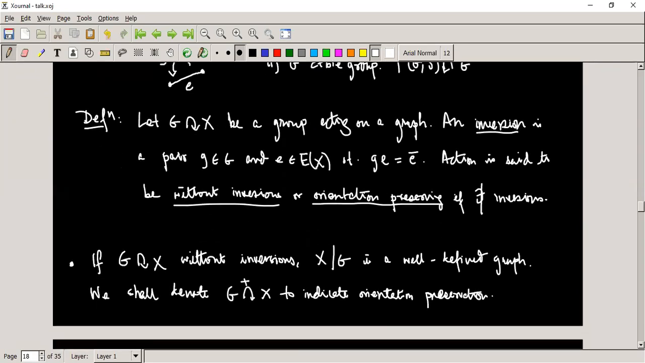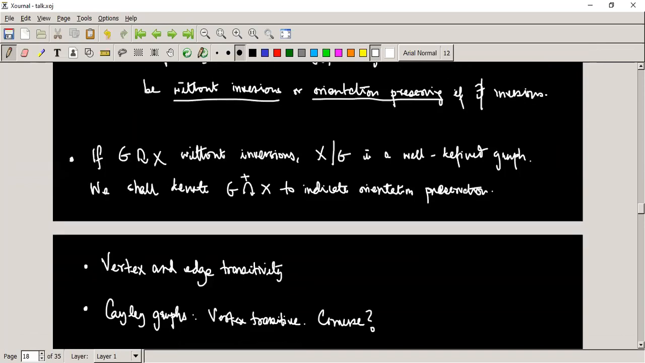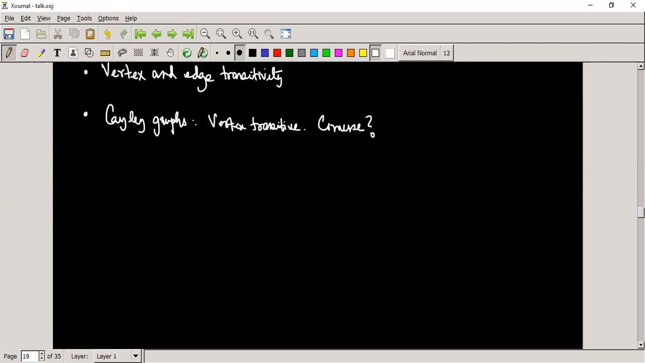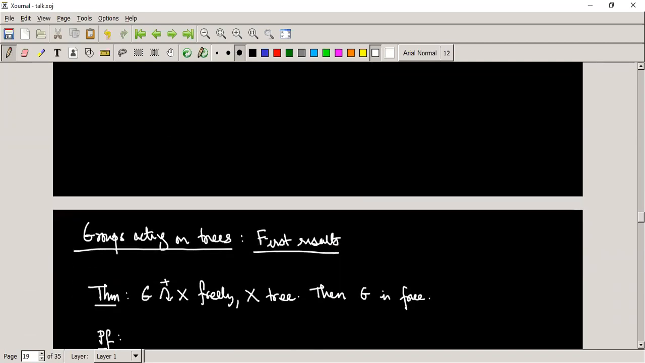And also, as I've mentioned, if G acts on X without inversions, then X by G is a well-defined graph, right? If G acts with inversions on an edge, then how do you define the quotient? You cannot define the quotient. The quotient is defined as a topological space, but it's fixing something which is not a vertex. So the quotient is not a well-defined graph. It has to preserve an orientation to give a well-defined graph in the quotient. I'm not sure if I'm going to talk about this in this talk because I'm running out of time, so let's come back to this one later, if we have time.